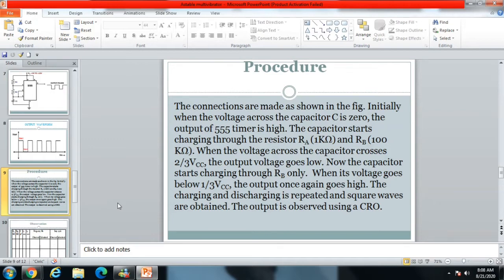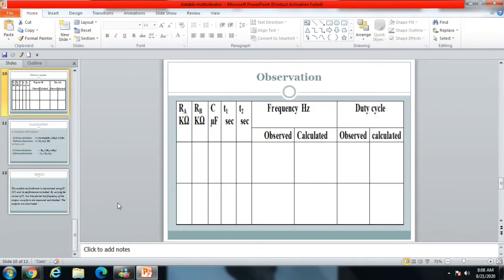Now the capacitor discharges through RB only. When its voltage goes below 1 by 3 VCC, output once again goes high. The charging and discharging is repeated and square waves are obtained. Output is observed using a CRO.